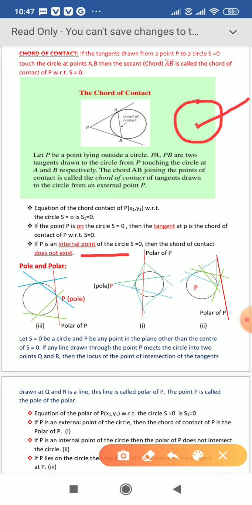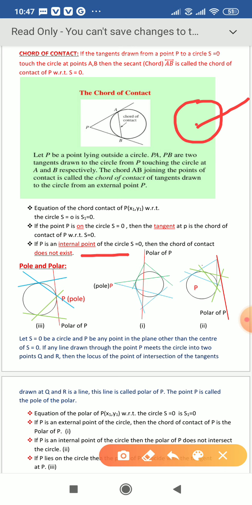In our IPE, Intermediate Public Examination 2020, this problem is given. One circle is given, one point is given. Find the chord of contact. Everybody writes S1 equals 0, so that S1 is x1 x plus y1 y plus g(x plus x1) plus f(y plus y1) plus c equals 0. So there comes an equation. But that is not a chord of contact, because the given point is an internal point of the circle.